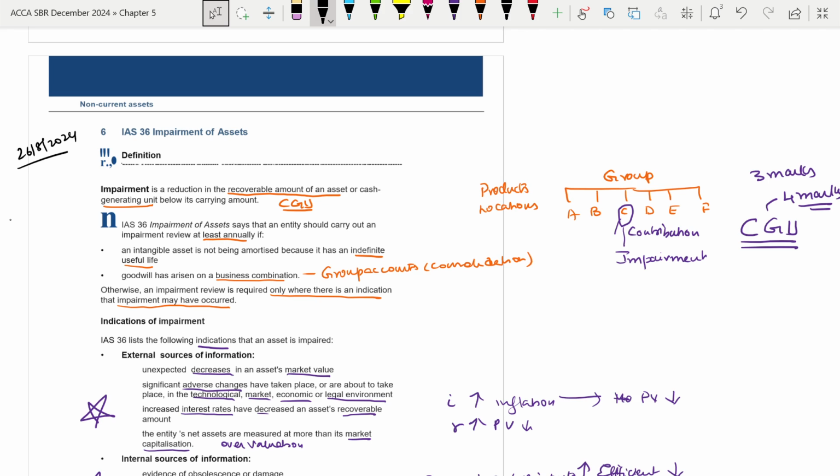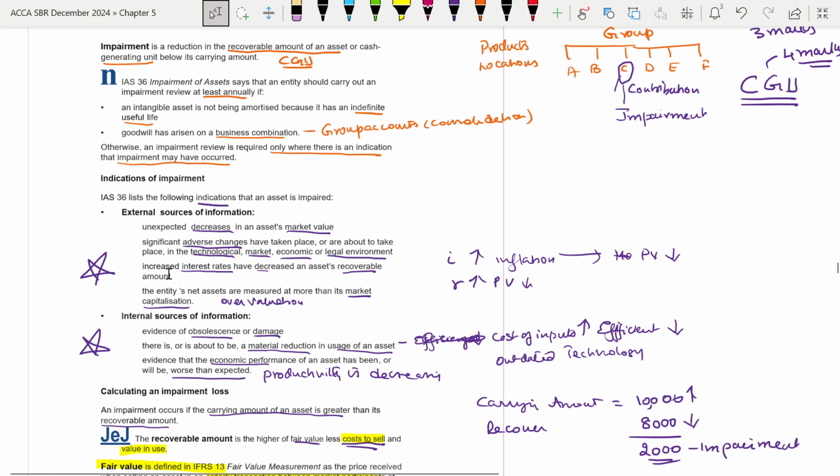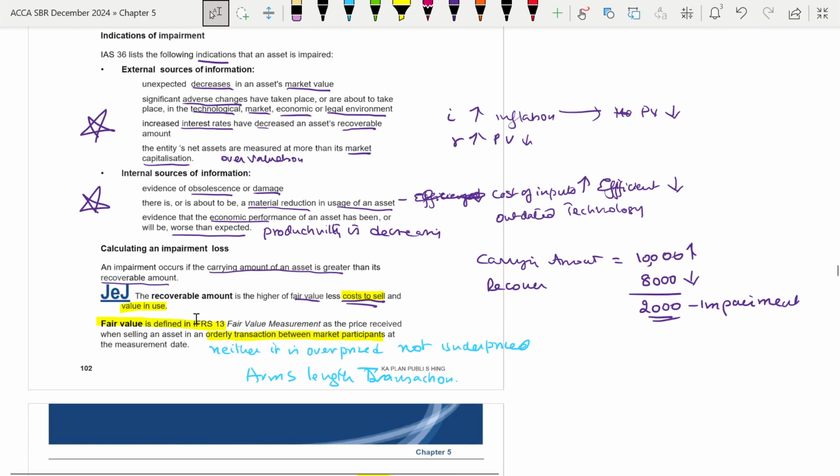I will start with, see, what is the impairment? Impairment is nothing but the reduction in value, in a technical way. When you are doing the impairment, there are various reasons for impairment, external sources, internal. They will not ask you. Where they will ask you, I will be very specific.